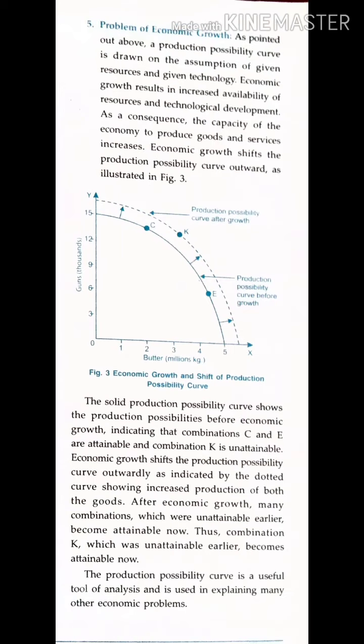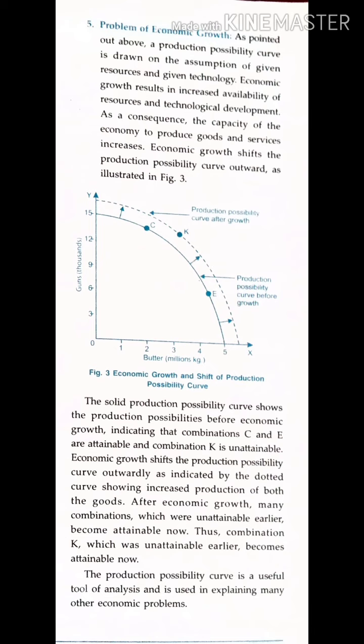Am I clear? Now let's understand the problem of economic growth. As pointed out above, a production possibility curve is drawn on the assumption of given resources and given technology. We have assumed that resources are limited and technology will not change, right? But it can. Economic growth results in increased availability of resources and technological development. That means economic growth in a country's economy is possible. How? With the increase in resources, or you can develop the technology.